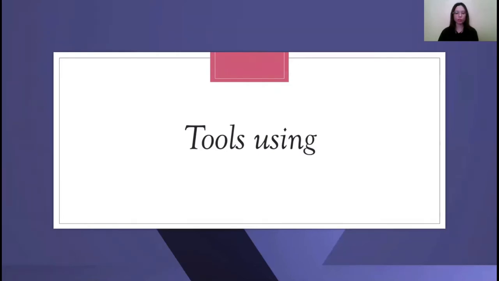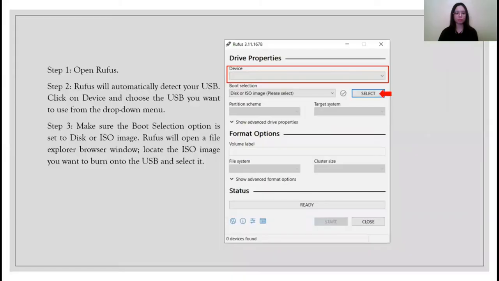Now, I'm going to continue with the tools used. First, open Rufus. Rufus will automatically detect your USB. Click on Device and choose the USB you want to use from the drop-down menu. Make sure the Boot selection option is set to Disk or ISO image.